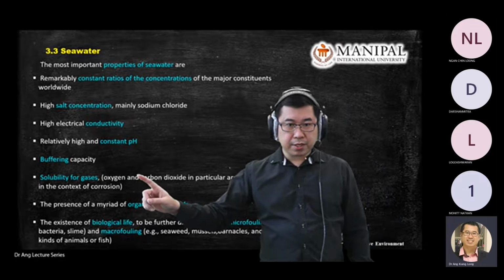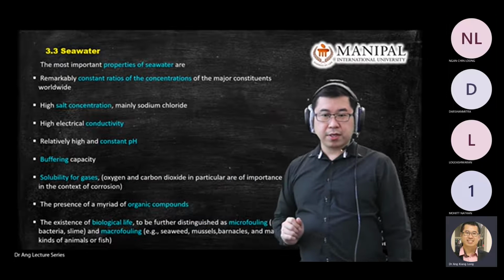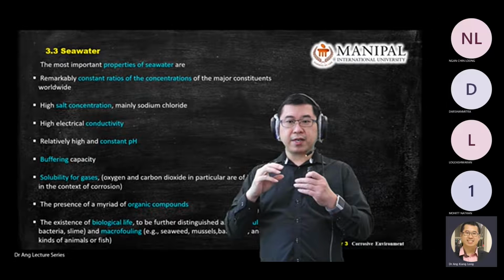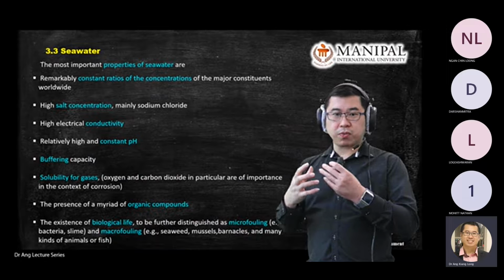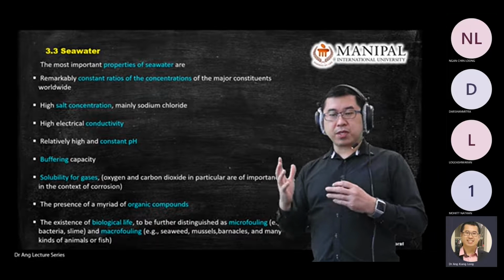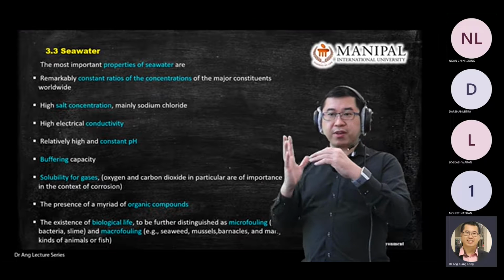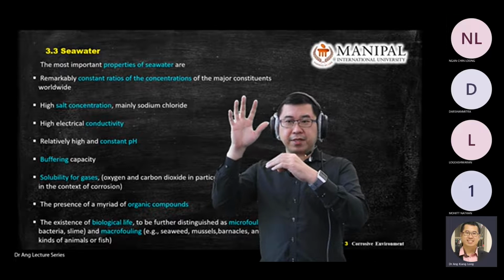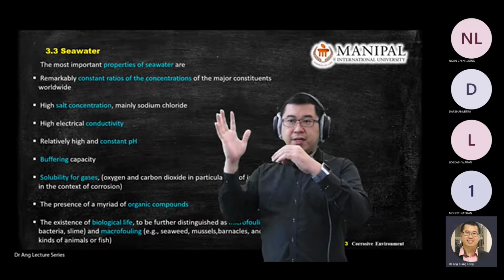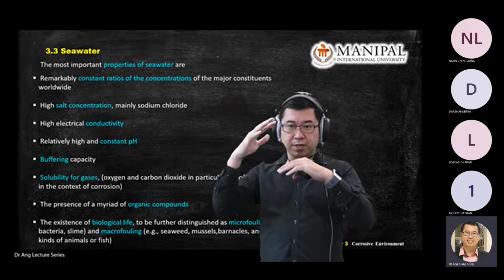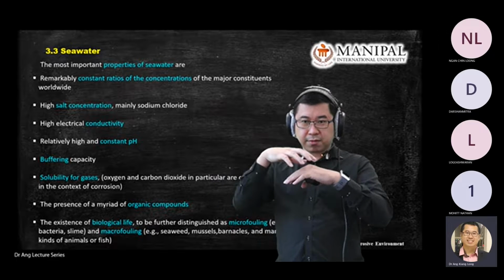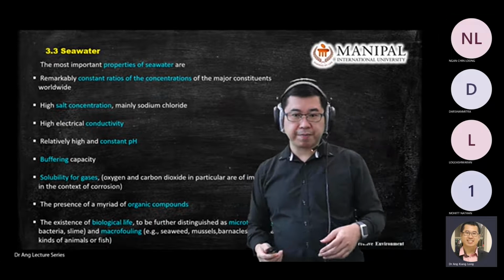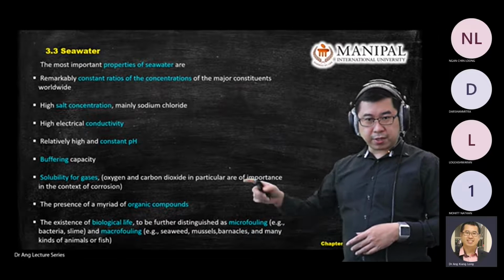I want to highlight this one. Solubility for gases. It means that because seawater has water properties, it is able to mix well with gases. Seawater, you know, has waves. When you have a wave, it goes up to the surface and captures some of the elements or gases in the atmosphere, and then it collapses down to the water level again, and there is a mixing of solution at the surface there. The rest you can read over here.